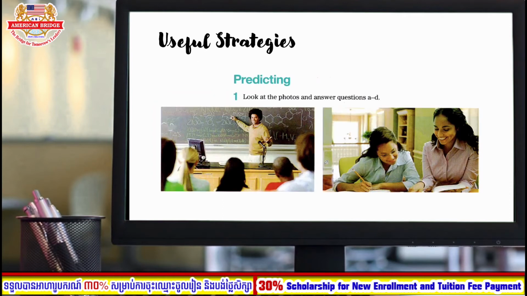So for the useful strategy to do the heading matching, there is more than just skimming and scanning. You can use your prediction strategy to answer this type of heading matching exercise. You can match the heading with the paragraph properly by predicting the type of paragraph, right? So if you look at this picture, there are 4 questions to follow, but the main idea is, can you predict what the differences are?